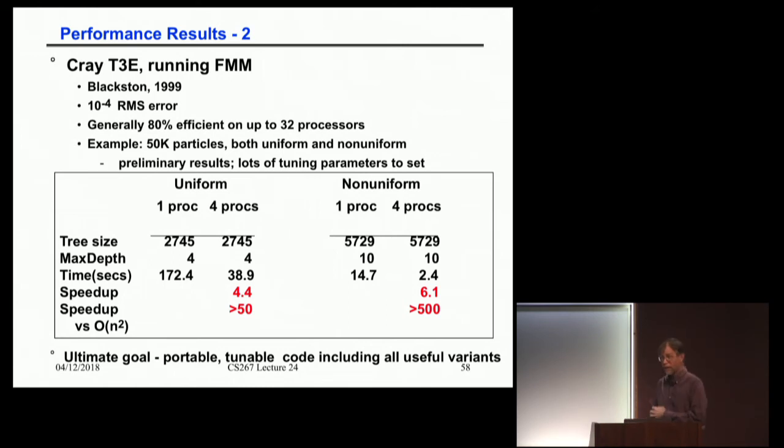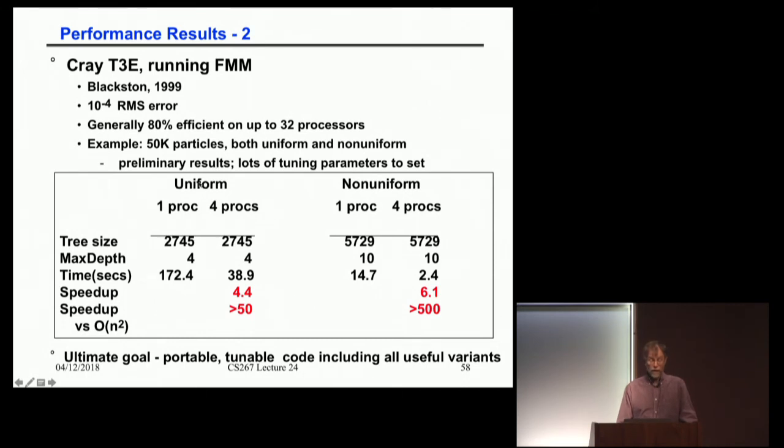So this was in David Blackston's PhD thesis, and he tried to crank the error down to 4 decimal digits. He ran on up to 32 processors of a Cray T3E, and this was the fast multipole method. And he was up to 80% efficient. But let us look just to understand the scaling at a uniform case and a non-uniform case, just going from 1 to 4 processors, and ask ourselves how it scaled.